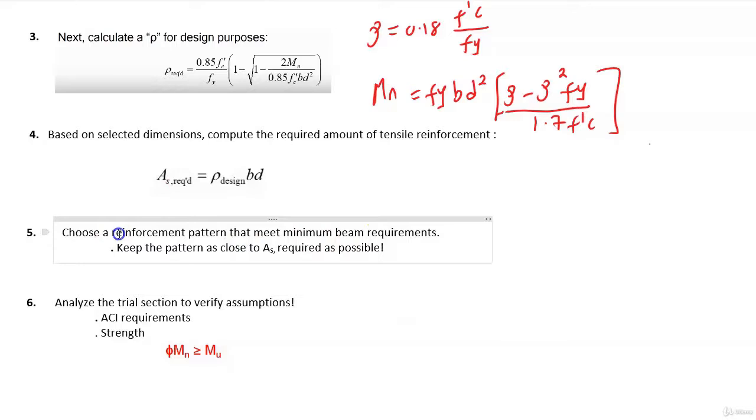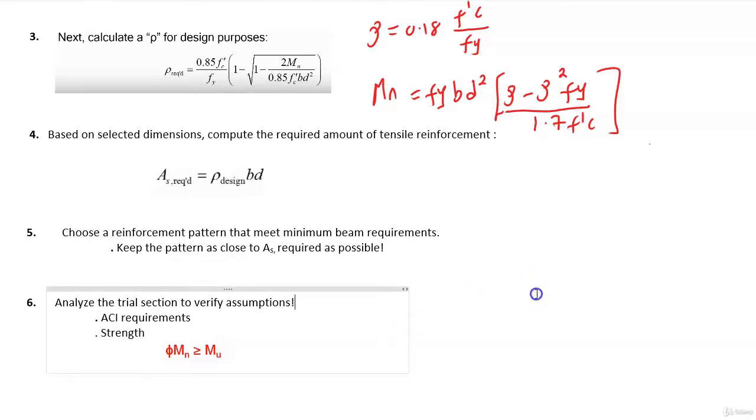Next, step 5, we are going to choose a reinforcement pattern that meets minimum beam requirements. We go to the beam design chart and pick a family of representative reinforcement patterns. Then we pick one that is more economical. We keep the pattern as close to the area of steel required as possible in order for our design to be economical.